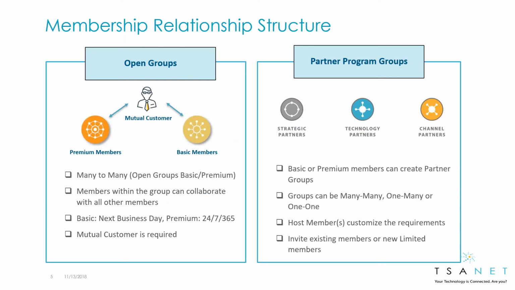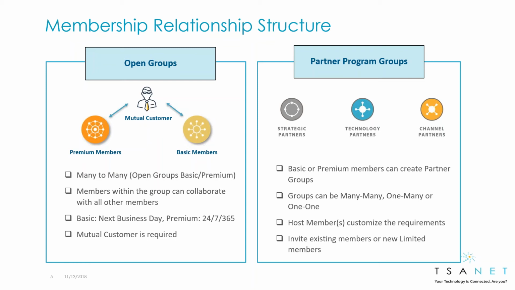This is the next to the last slide to give you an idea of the membership levels. And this is important to understand if you're not familiar with TSANet, and your company and what level of membership they have within the organization. You're going to fall into either the left or the right-hand side of the equation here. It's either going to be that you're an open group member or that you're part of what we call a custom group, or typically a partner program.